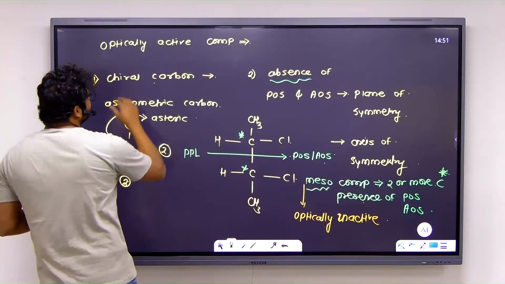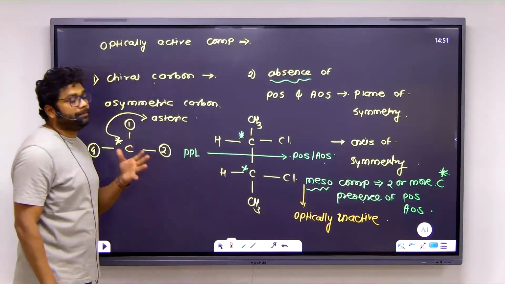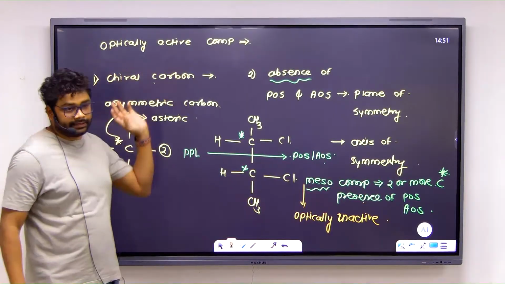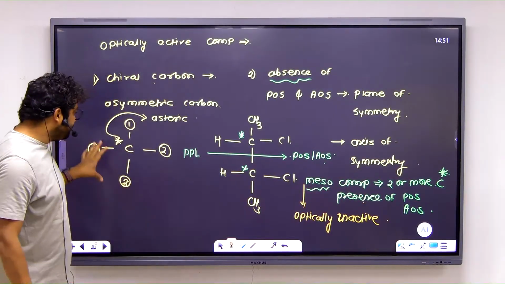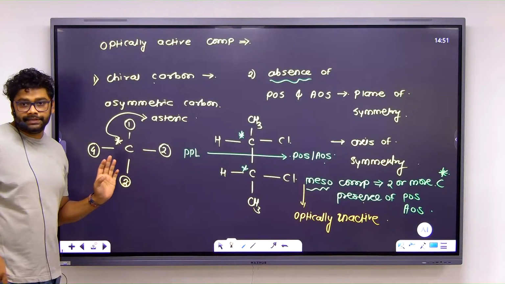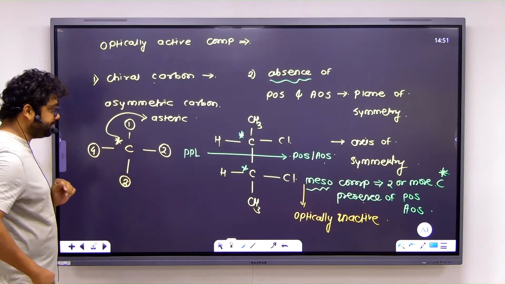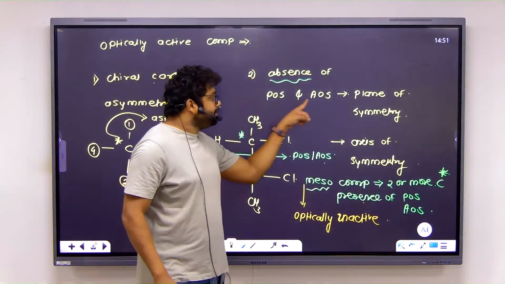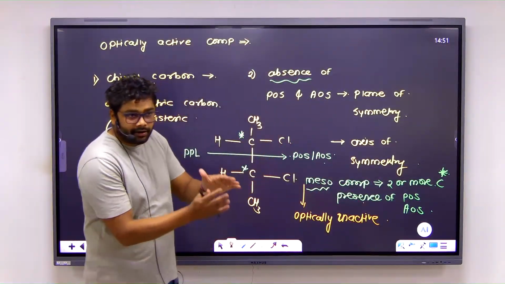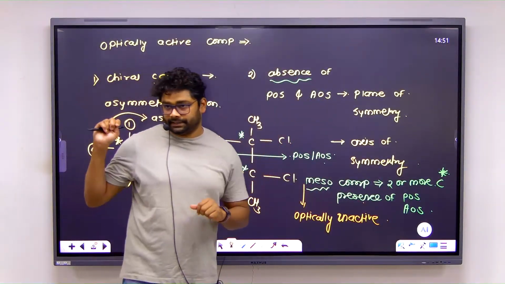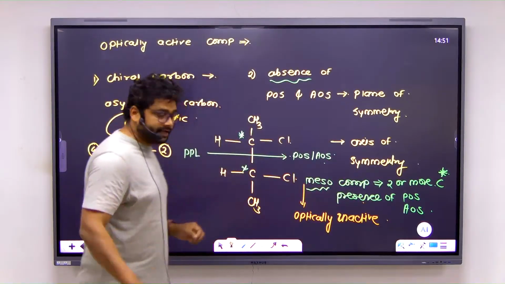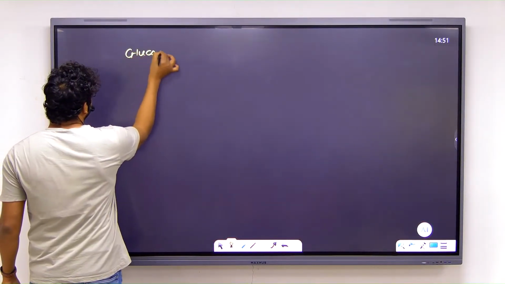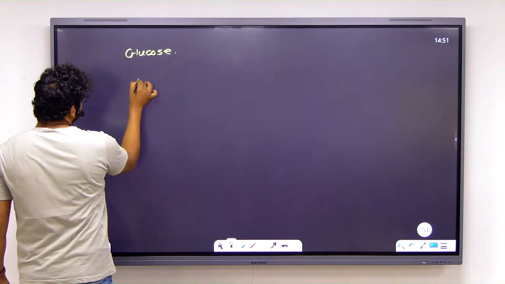Now you understood optically active compounds. Who are the optically active? They must have what? A chiral center. A carbon with 4 different groups is known as what? A chiral center. And you can check here the absence of POS or AOS. You cannot cut this compound into 2 equal parts. You can check the concept, whether you understood or not, by using this.